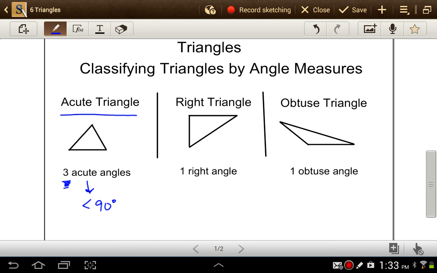So if I had a protractor and looked on there, all three of those angles would be less than 90. So that would be an acute triangle. So acute is three angles less than 90.